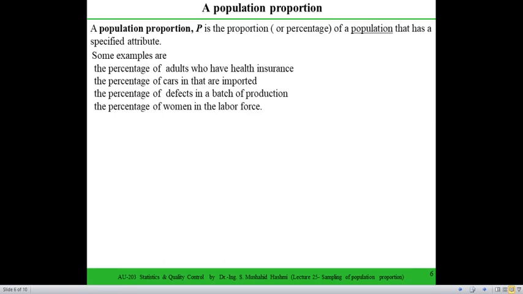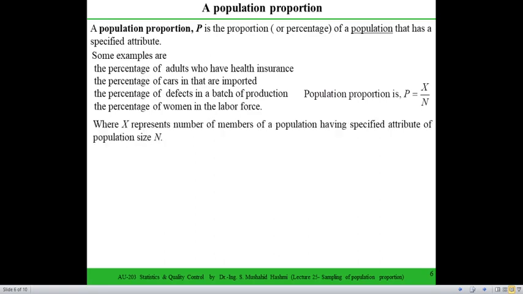Or the percentage of women in the labor force. For example, if we compare in Pakistan, it is a small fraction, but it could be a big number in advanced countries. So the population proportion could be any random variable. It could be any number out of the population size. Capital N represents the population size, and X can take any value, any percentage, any number out of the total N. So if you put it in the form of a ratio or percentage, that is called the population proportion.